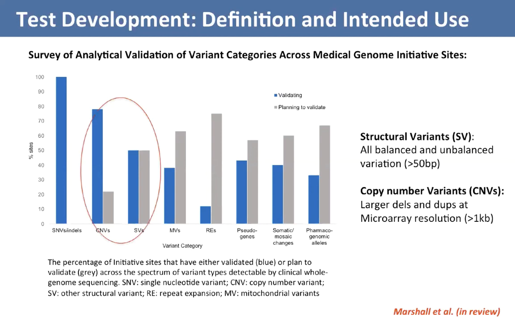The thing I wanted to talk about today in a little more detail was the CNVs and structural variants. We're defining structural variants here as all balanced and unbalanced variation that's greater than 50 base pairs in size.